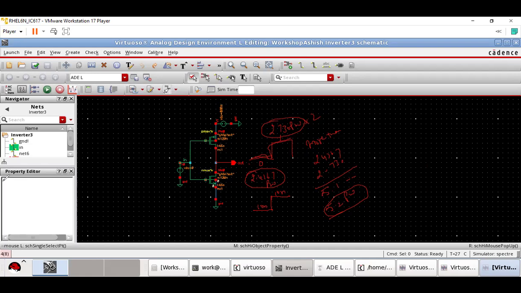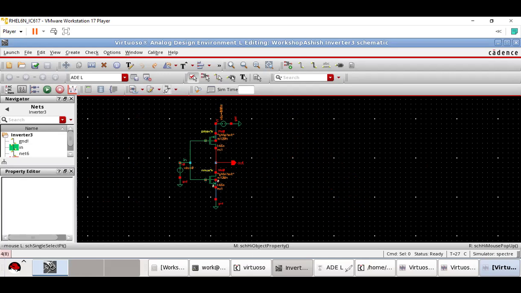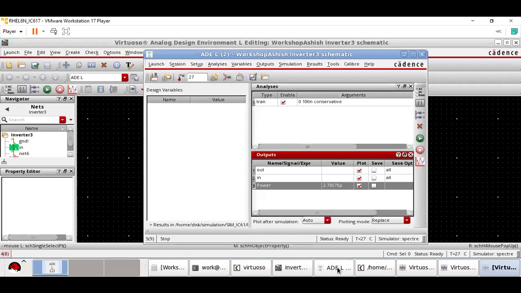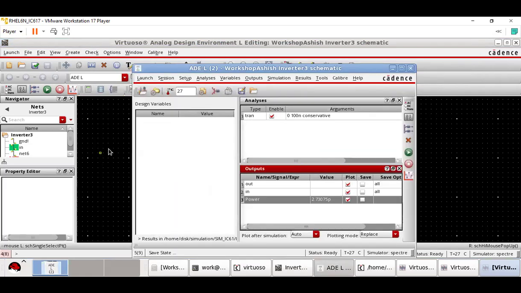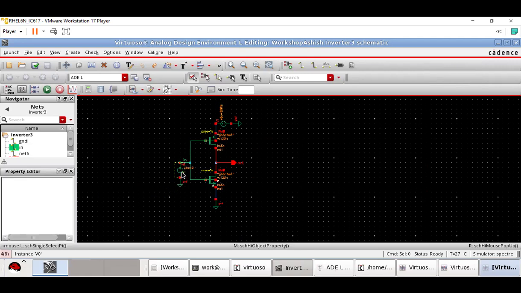Whatever thoughts we have given, they say that at most it should consume 6 picowatt, which means 6 into 10 to the power minus 12 watts. This is the maximum power it should consume. Let us see how it goes, and we'll try to explain why it happens. In my opinion, it should be higher than this. It will be way higher than you have thought.